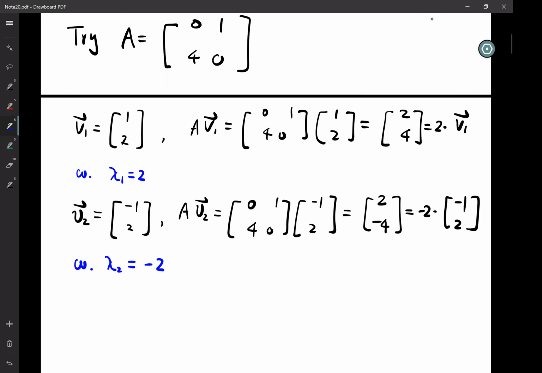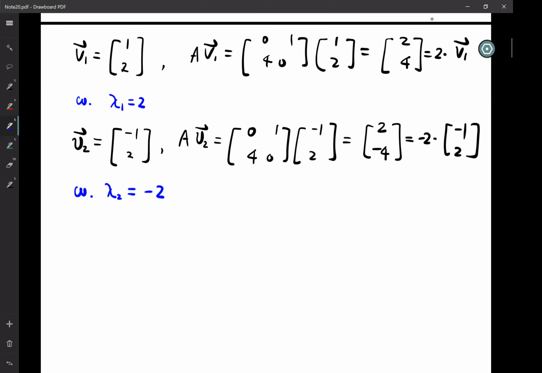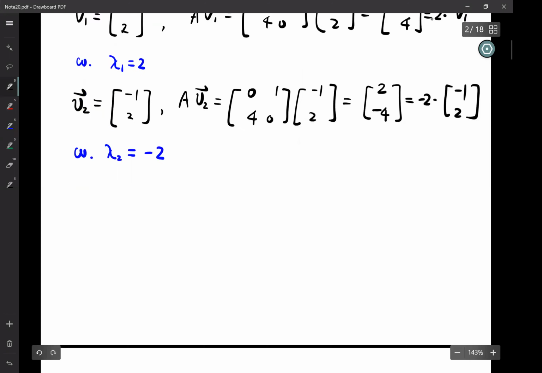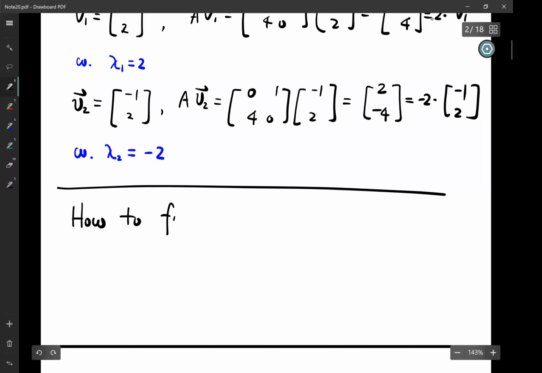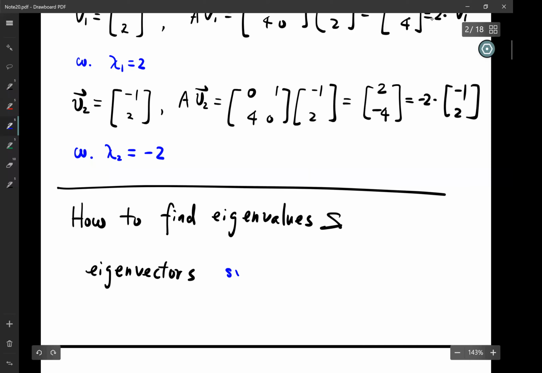And we found the two eigenvectors by brute force computation, but we have no idea how we actually came up with these vectors. So it is really the central topic of this class: I give you a matrix, how do I find all the eigenvalues and eigenvectors systematically?